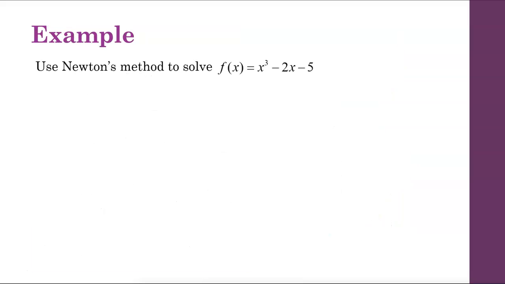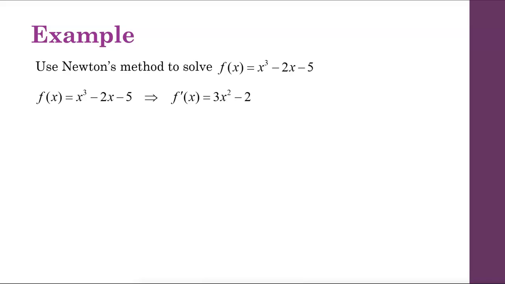Okay, so let's look at an example, to see how Newton's method works, by looking at a function that Newton himself used to demonstrate the effectiveness of his method. So here we have a function f of x equals x cubed minus 2x minus 5. And first thing we're going to do is take the derivative. So the derivative is going to be 3x squared minus 2.